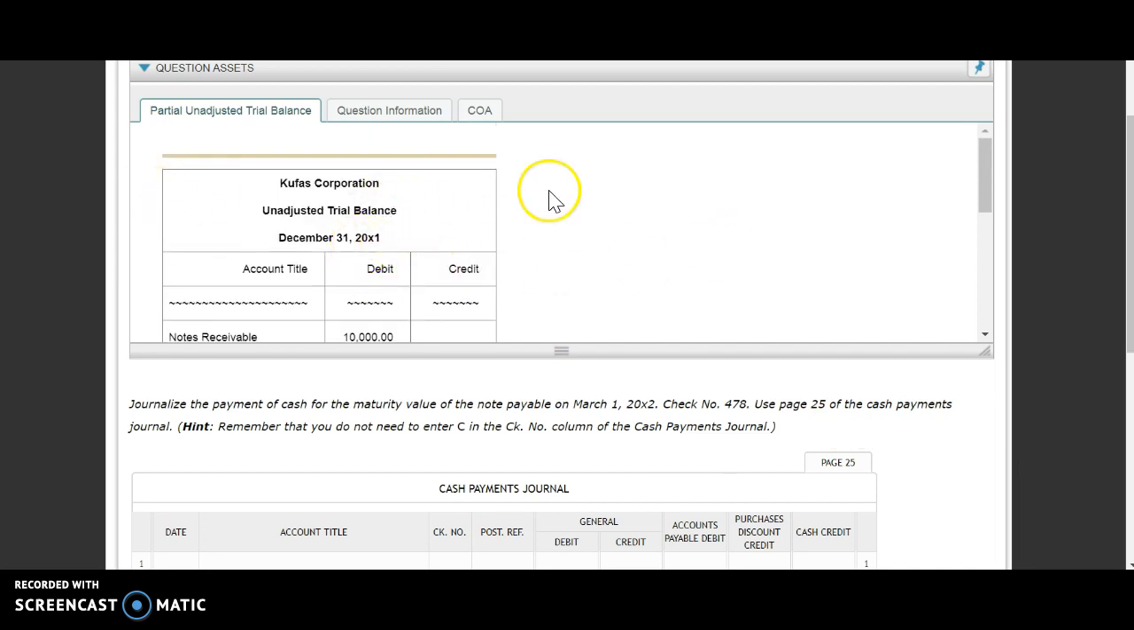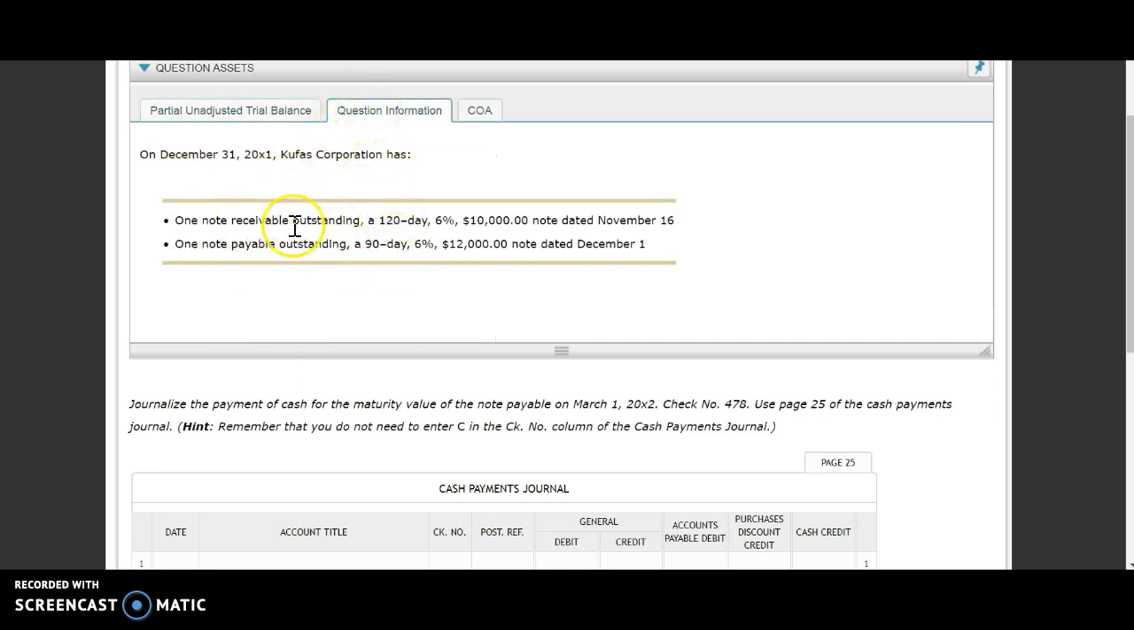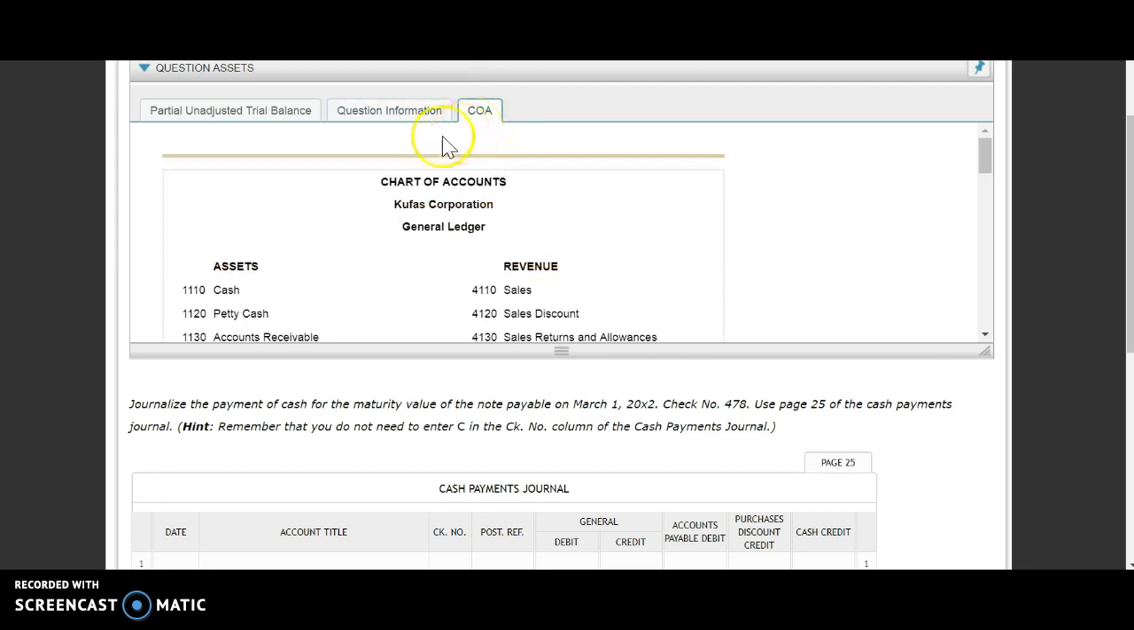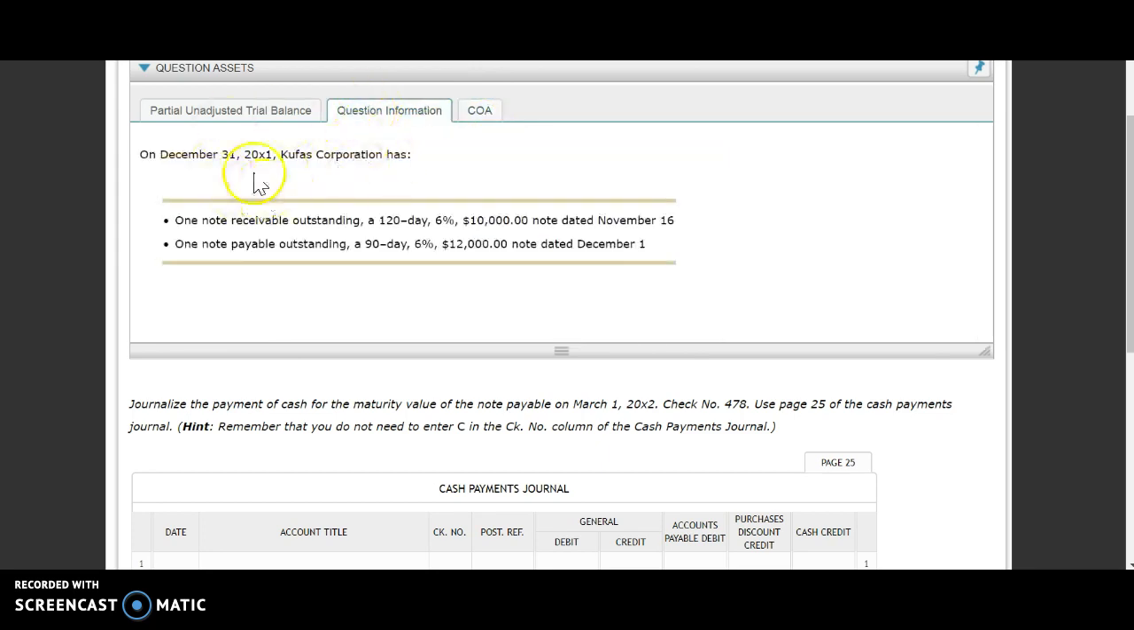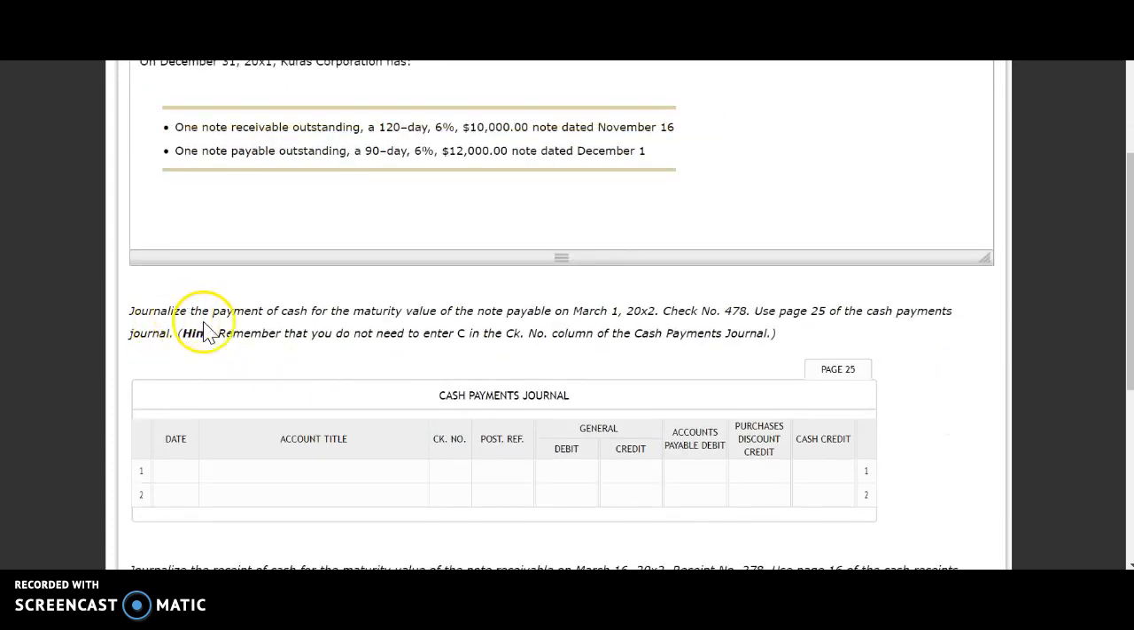So they give us some information up here. Here we have our partial unadjusted trial balance, some information on our notes receivable, note payable, and our chart of accounts. We're going to be needing to look at this tab here where it talks about our note receivable and our note payable. So here it says that we're journalizing the payment of cash. So when we're paying cash on our note payable, that tells us that we're going to go into our cash payments journal. So I'm going to start here. They tell us the date is going to be March 1st. That's the maturity date of the note.